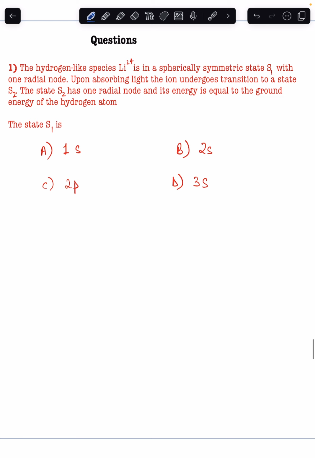Alright, so for S1, what information do we have? It's a spherically symmetric state. That means that it is going to be the S subshell. So it's going to be either this or this. This one we can cross out. This is definitely not it, because spherically symmetric, I told you about the shapes, right? Which means that S subshell.